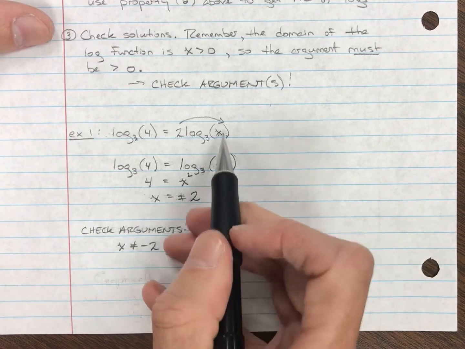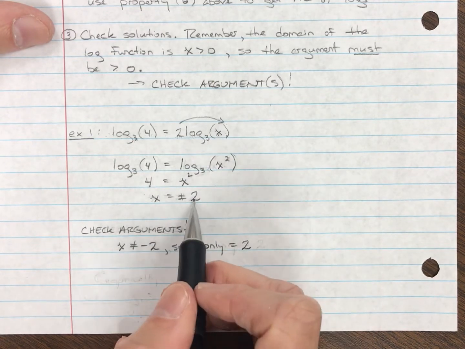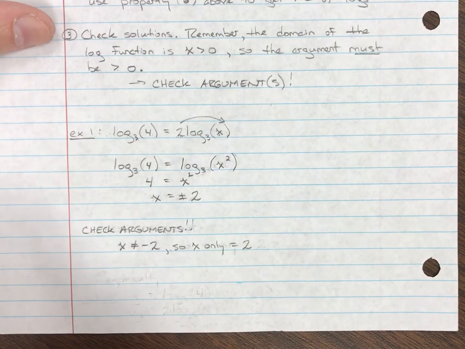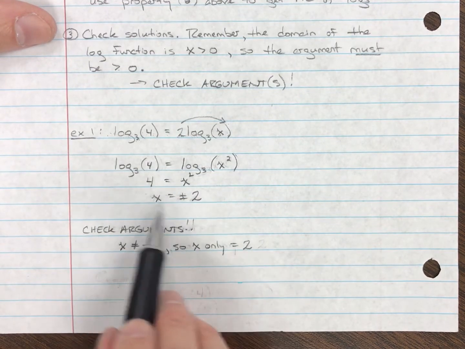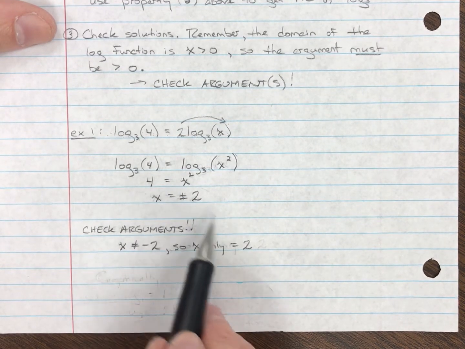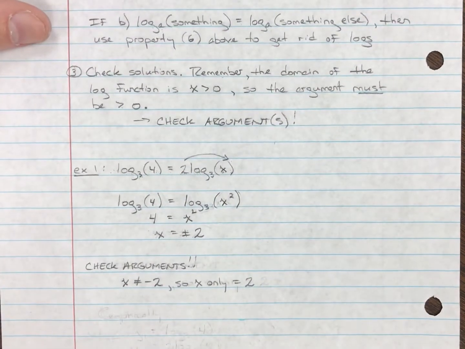Okay, again, your argument of the log function must be positive. If negative 2 is the argument, it will not go into the log function. You will not get an answer. So your only possibility of these two, negative 2 is extraneous, positive 2 is the solution. Let's check this with our calculator.